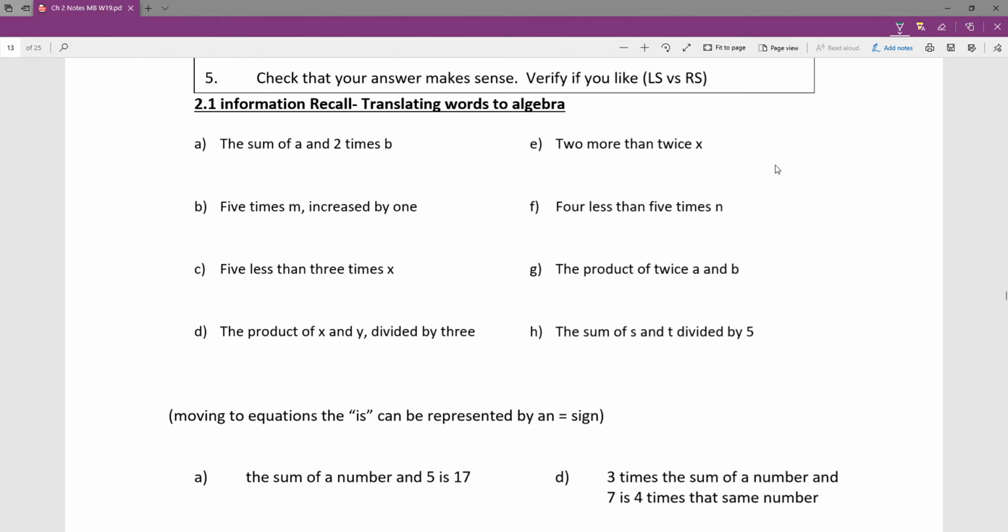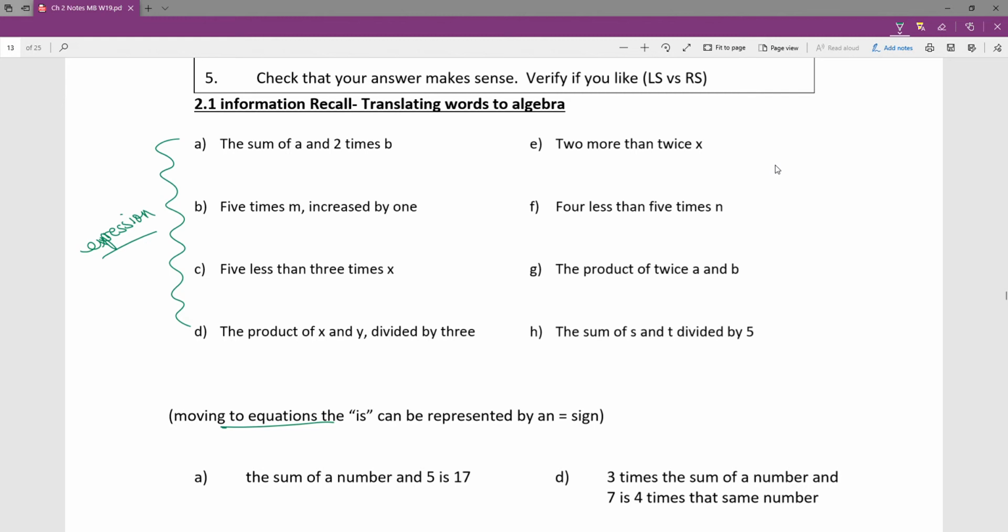So we're going to practice a little bit here, a bit of a review back to the stuff that we did in chapter 1, really just that translating of words into algebra. These ones are just expressions, and we're going to move into equations down here. Remember, with expressions you couldn't solve them, but we did do this translation.